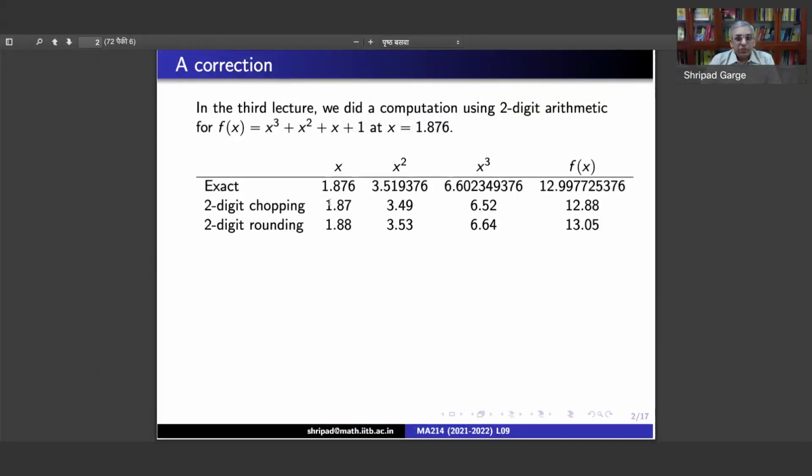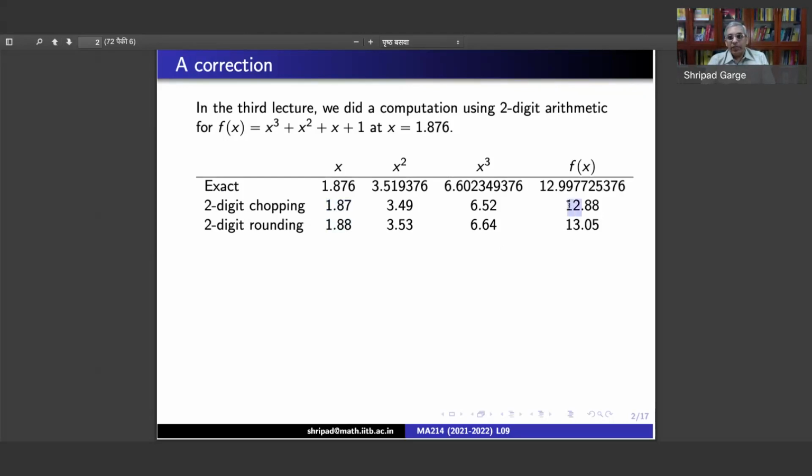I said this was two-digit chopping and this was two-digit rounding, but note that we are actually using three digits here, 187. So if we write it correctly as we should, it will be 0.187 into 10. And then we see that there are in fact three digits. So this is not two-digit arithmetic, it's actually three-digit arithmetic. So instead of changing the computations, I will simply change the word here and say that we are doing three-digit arithmetic.